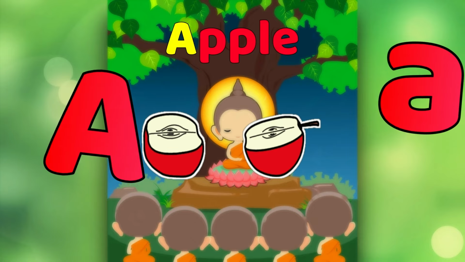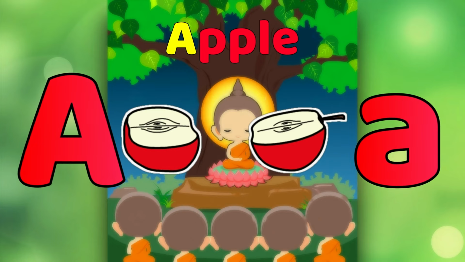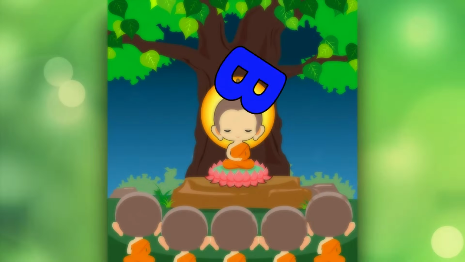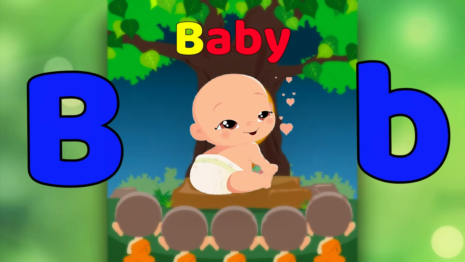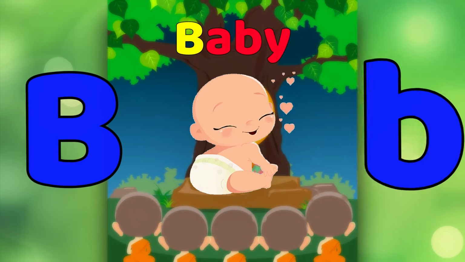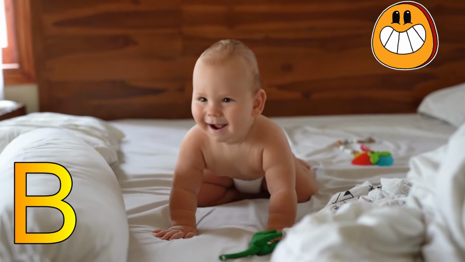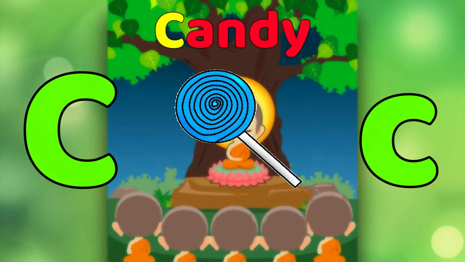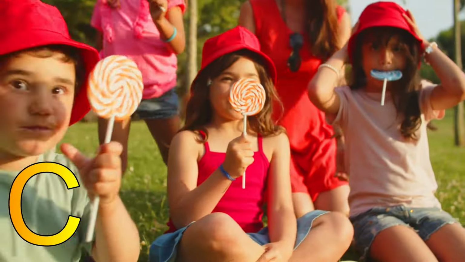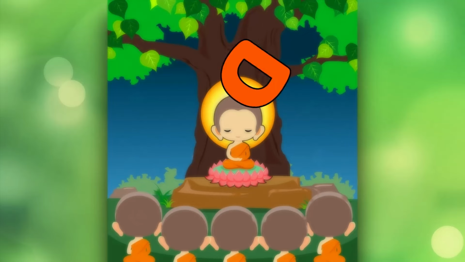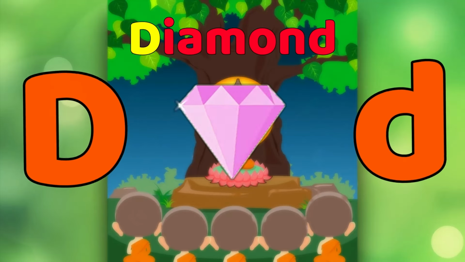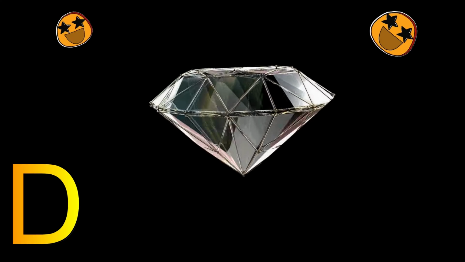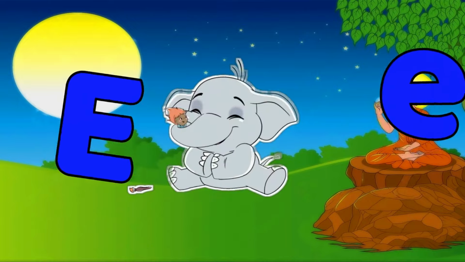A is for apple. B is for baby, b, b, baby, b, b, baby, B, baby. C is for candy, k, k, candy, k, k, candy, C, candy. D is for diamond, d, d, diamond, d, d, diamond, D, diamond. E is for elephant.